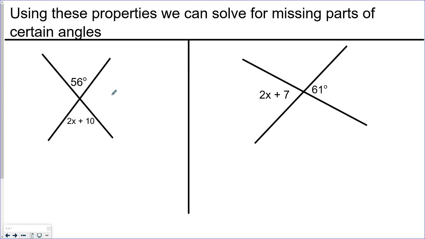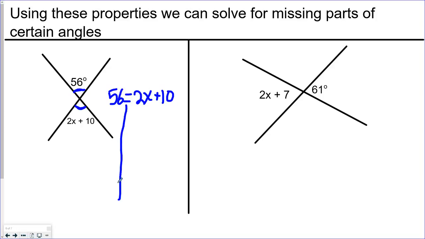If I have this picture right here, and I want to figure out what x is, I can look at this and say, okay, this angle right here is 56. This angle right here is 2x plus 10. They're also vertical angles, right? They make that little x pattern. So I have this angle right here makes an x with this bottom angle right there. So because they're vertical, I know that the top angle, 56, must be congruent or equal to the bottom angle, which is 2x plus 10.